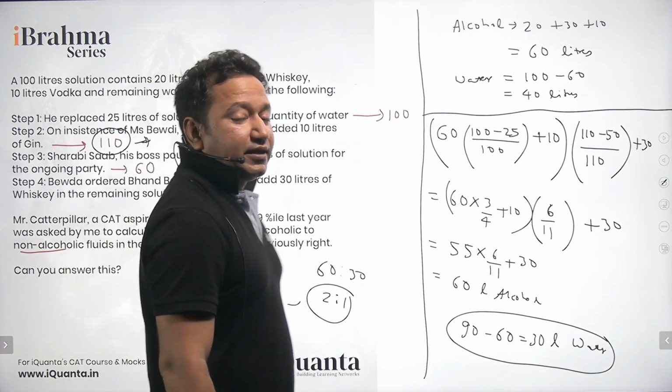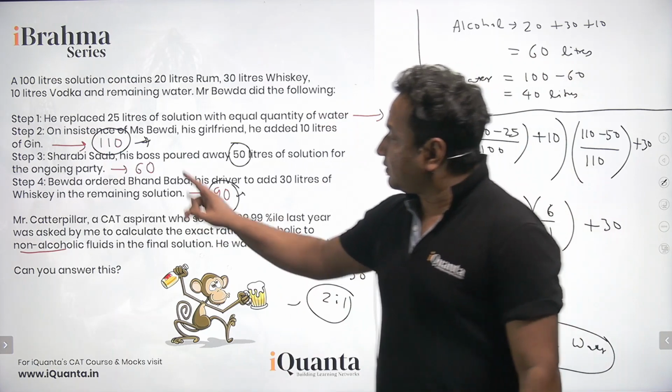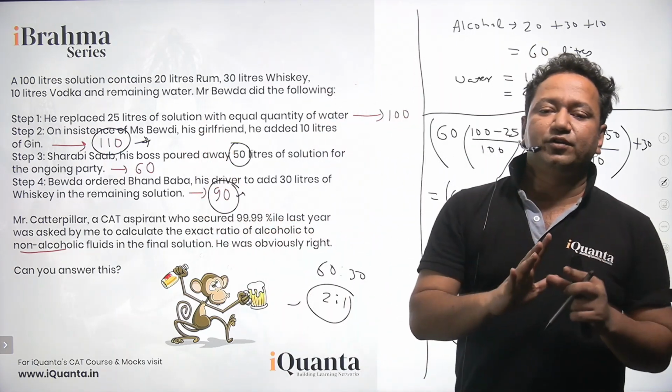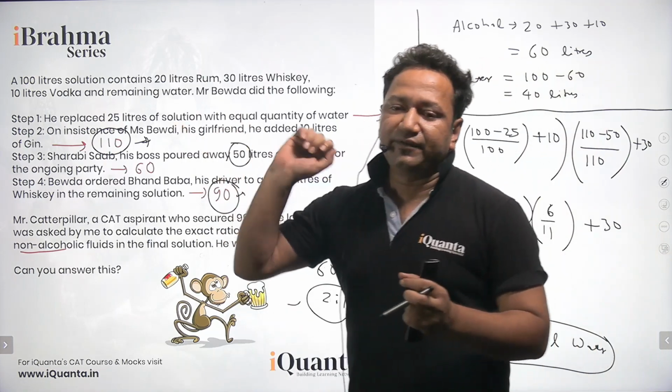This is the answer. In this question, a concept is being built that at every step we'll have to assume the final quantity to be equal to that in the previous step.